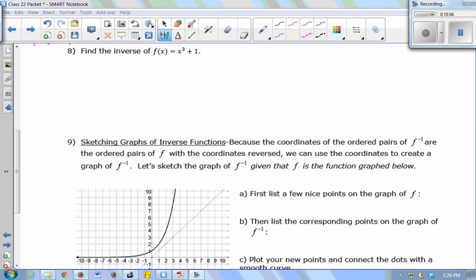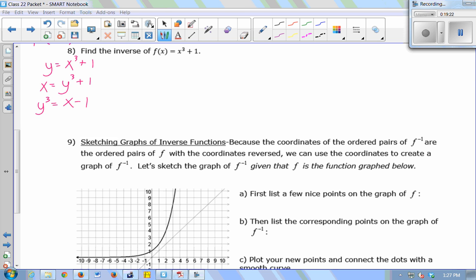So my four-step procedure, first, rewrite f of x as a y. So I have y equals x cubed plus 1. Step 2, make x's y's and y's x's. So I'm going to have x equals y cubed plus 1. Step 3, solve for y. So I'm going to subtract 1 from both sides. So I have y cubed equals x minus 1.